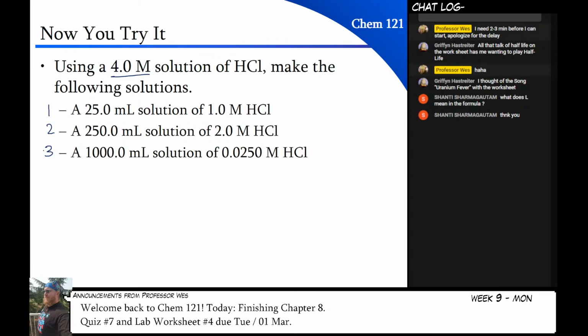And then write out the procedure. Step 1, what did I add to what container? How big was the container? Step 2, what did I do with the water? Step 3, shake it all about, that sort of thing. Hokey pokey the solutions here. So describe these as best you can in the chat for number 1, 2, and 3. And in about 5 or 6 minutes, we'll go over the solution to the solution.